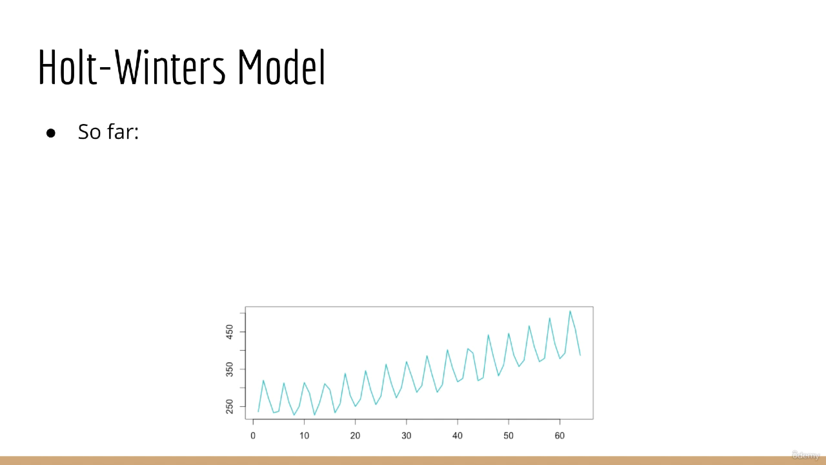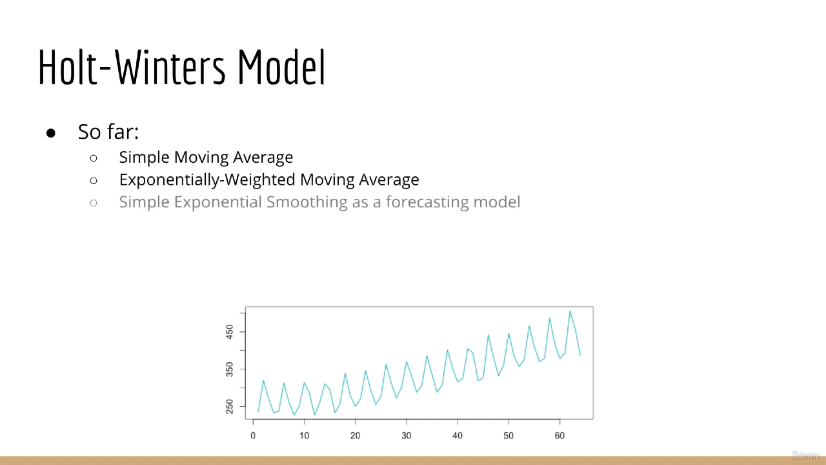So far, we've gone through quite a few steps, from the simple moving average to the exponentially weighted moving average, to viewing the moving average as a predictive model, and finally adding a trend component. In this lecture, we are going to complete this journey with the full Holt-Winters model.